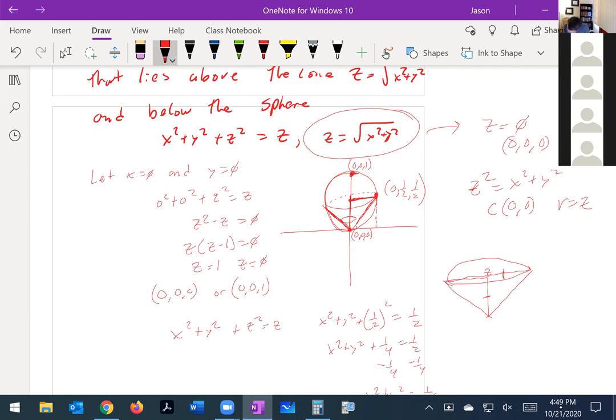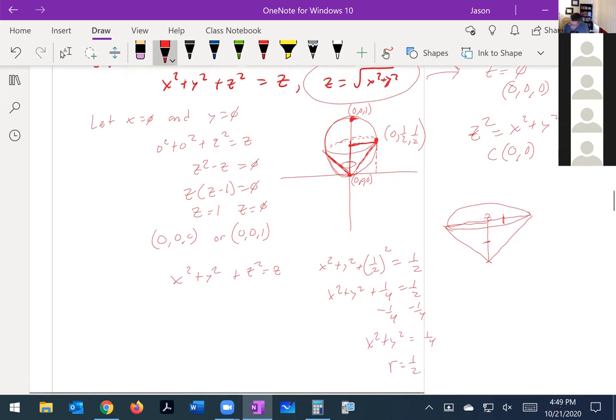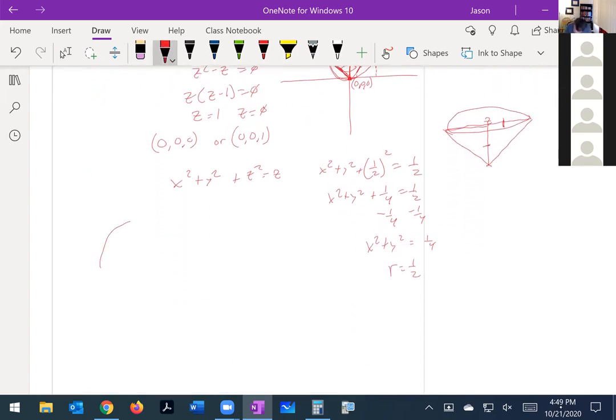So we want everything that lies above this, but below the sphere. So what is that? What does that look like? Well, it looks kind of like an ice cream cone, to be completely honest with you. Isn't that really what we're looking for? It lies above the cone, but below the sphere. So it really is this whole solid, and we want to find the volume of that.